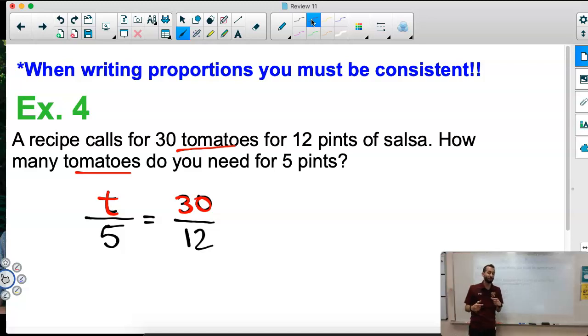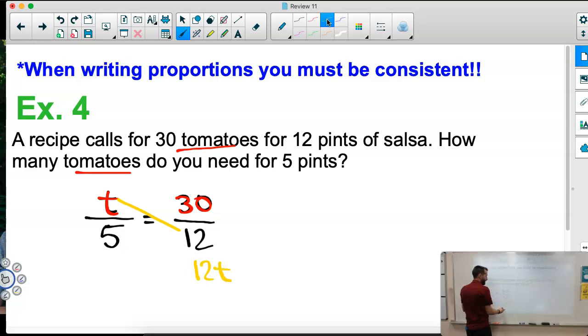They need to be in the same place. Tomatoes go on top or tomatoes go on the bottom, right? Both cases. And this is pints. 12 pints here, 5 pints here. And now I can cross multiply this to solve. Okay? So in order to solve this, I would cross multiply.